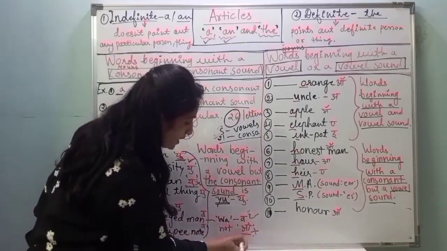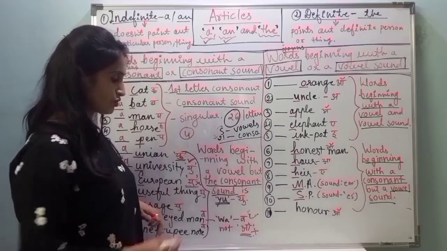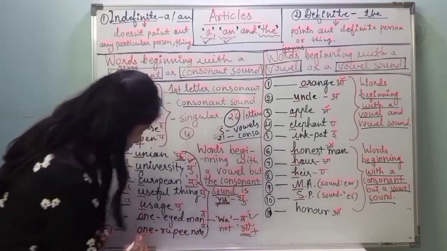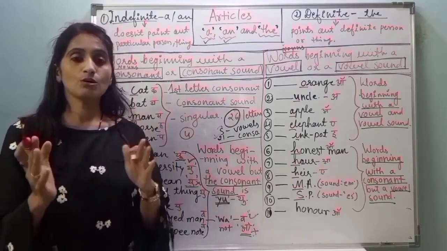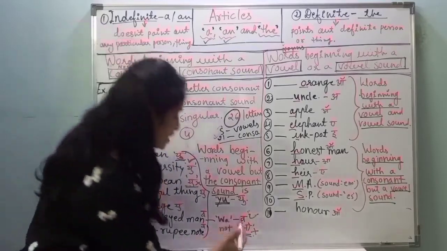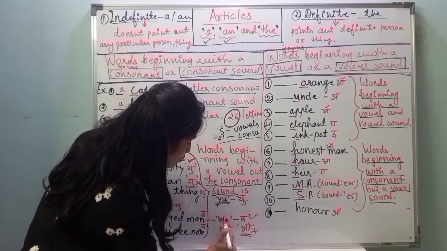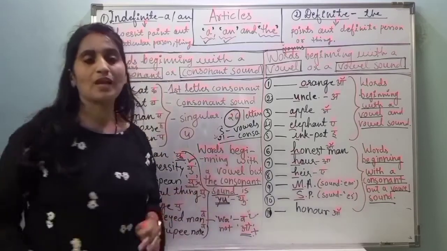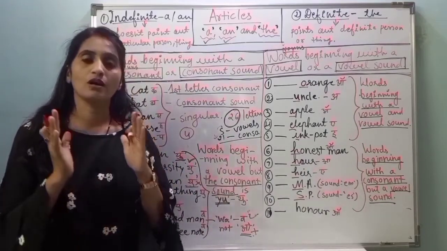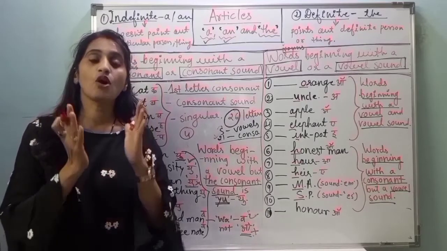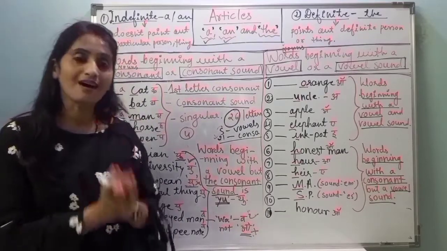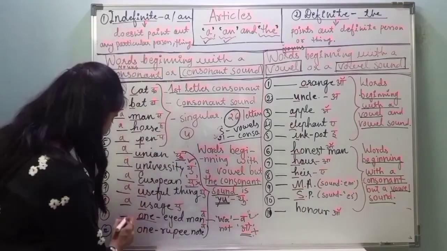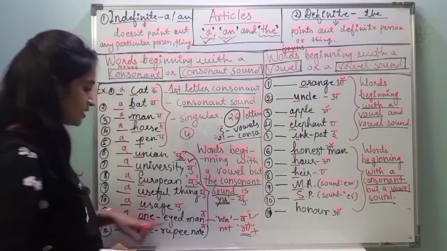No doubt, O is a vowel sound. But when we pronounce this word, it is one. Means the sound we get here is W sound. And W is not a vowel sound. It is a consonant sound, and so we have to make use of the article a here. And then a one-eyed man.